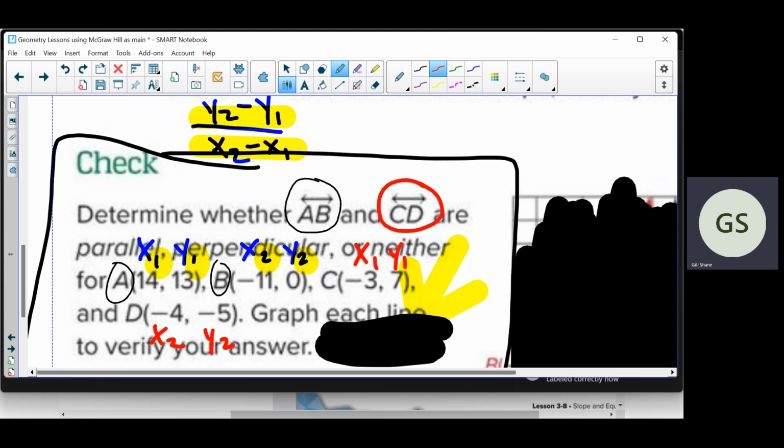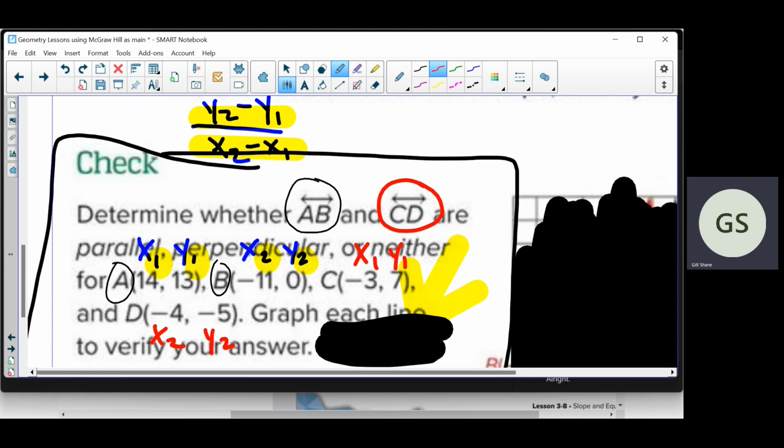Now go ahead, solve out, do the slope. And once you do the slope, if it's the same slope, they're parallel. If you multiply the two slopes and you get -1, they're perpendicular. If neither of those happens, then the answer is neither. All right.